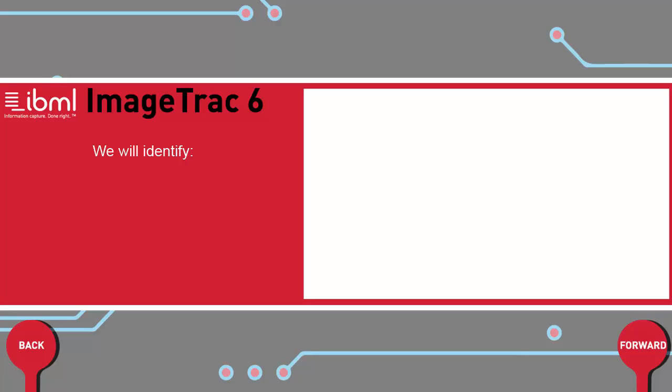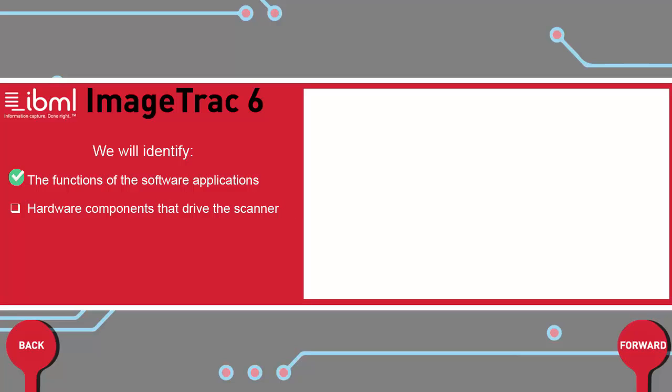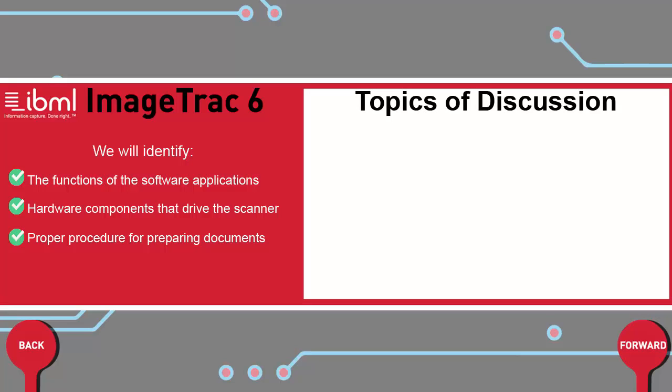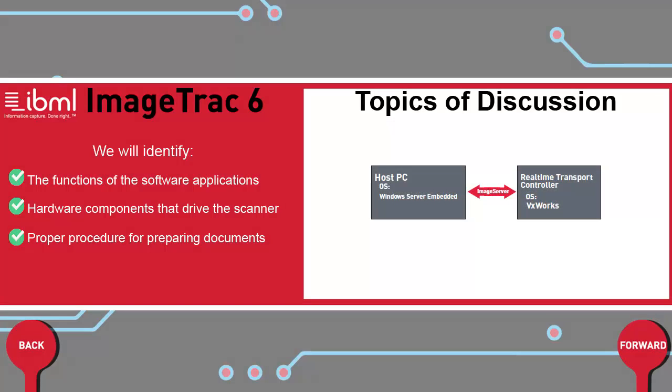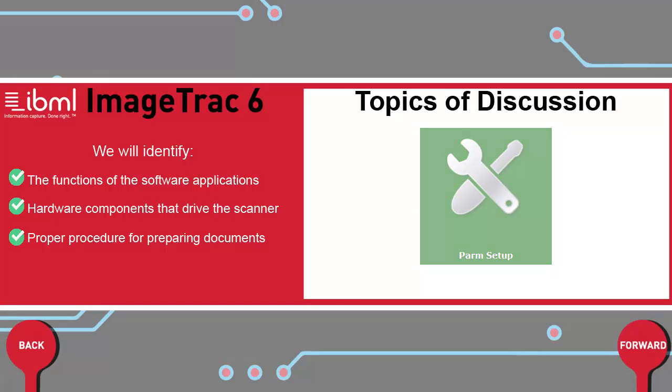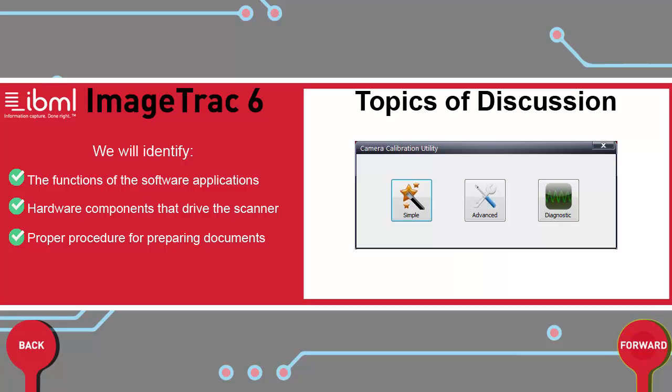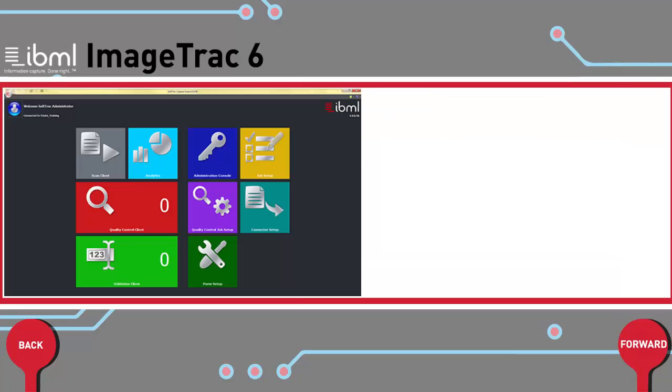In this section, we will identify and discuss the functions of the software applications and hardware components that drive the scanner. We will also learn the proper procedure for preparing documents for scanning. We will begin by discussing the software, which includes IBML Capture Suite, Image Server, PARM Setup, Hardware Setup, and Camera Calibration. Let's begin with IBML Capture Suite.